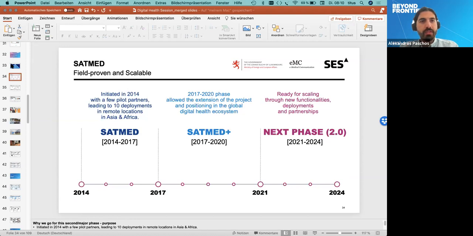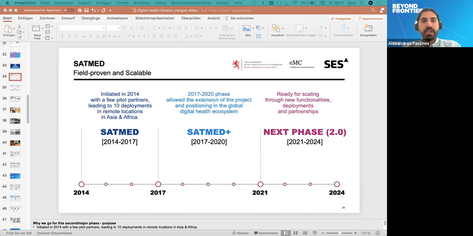So SATMED started back in 2014. It is already a lot of time that this project has been undergoing. It started with 4 pilot partners with whom we worked closely into designing the platform and to understand what exactly were their needs in Asia and Africa. So the first phase of the project was in 2014 and ended in 2017. Then the project got extended until 2020. We tried to position ourselves better in the digital health ecosystem. And now we're in the next phase, what we call 2.0, where we're trying to scale up and get more partners involved and users in the platform. Next slide, please.